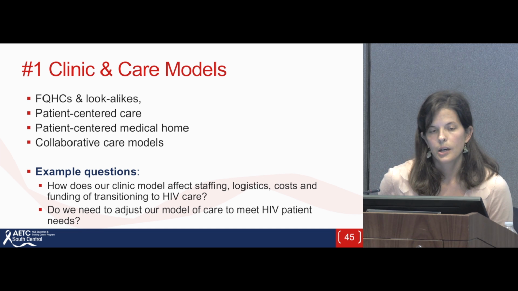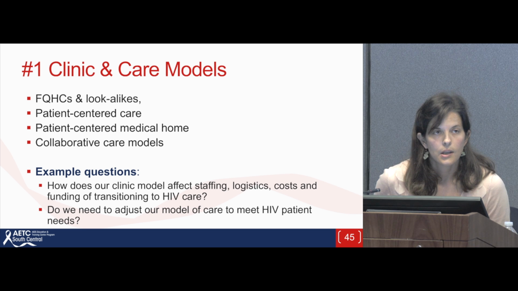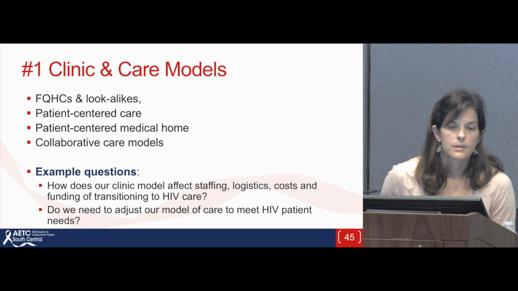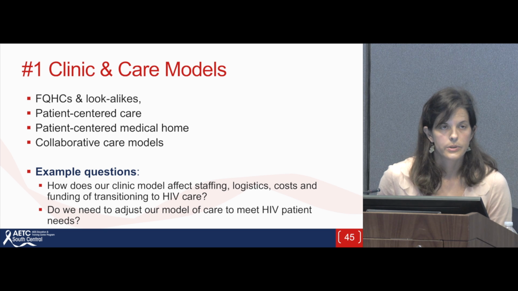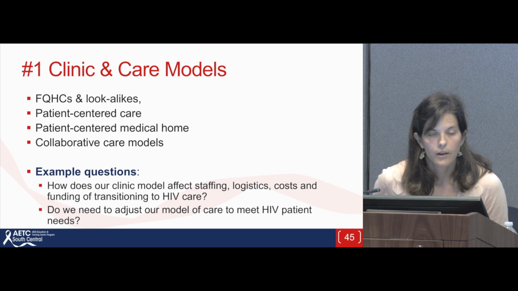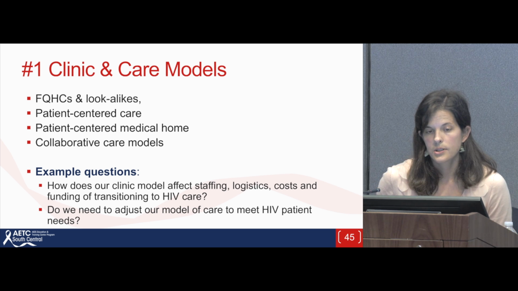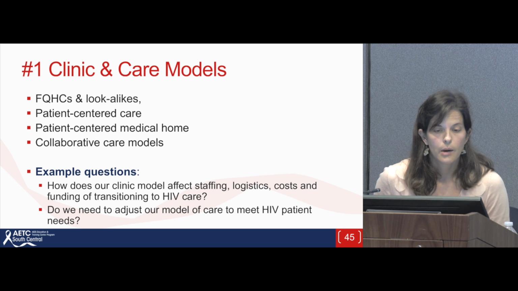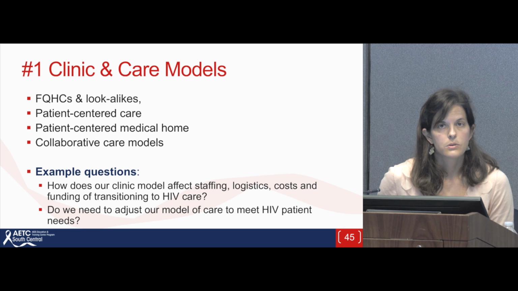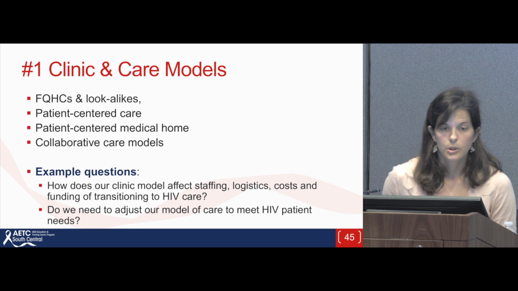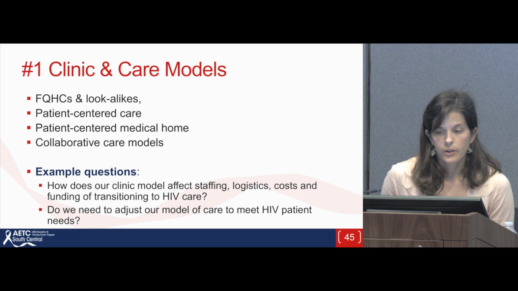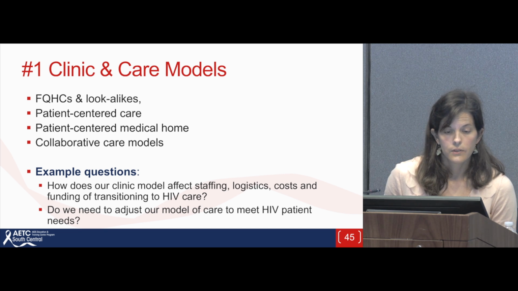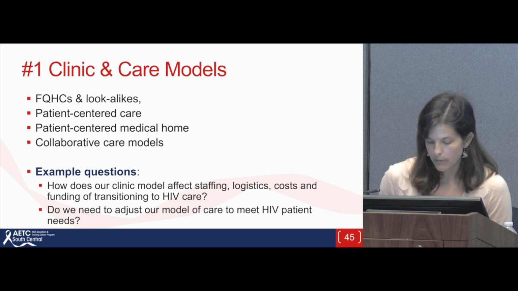So the first one is clinic and care models. If you're an FQHC or a lookalike, you have certain structures in place. But if you're just a primary care clinic that doesn't follow a certain model, it's important to address whether you have a chronic care model in place, whether you're practicing patient-centered care, are you seeking to transition to a patient-centered medical home? Do you have a collaborative care model? So the model that you have in place or the model that you're seeking to transition to is really important to consider. And some sample questions would be, how does our clinic model affect our staffing, the logistics, costs, and funding of transitioning to taking on HIV patients? And how do we need to adjust our model of care to meet HIV patient needs?